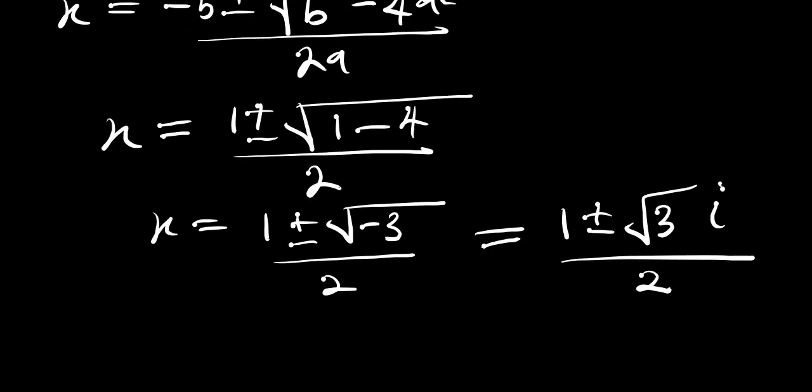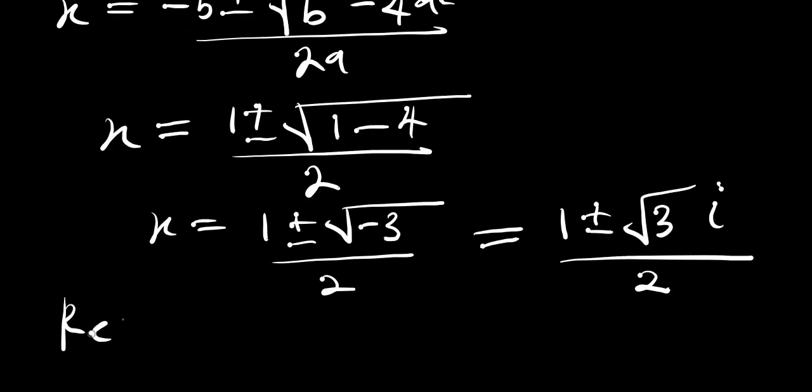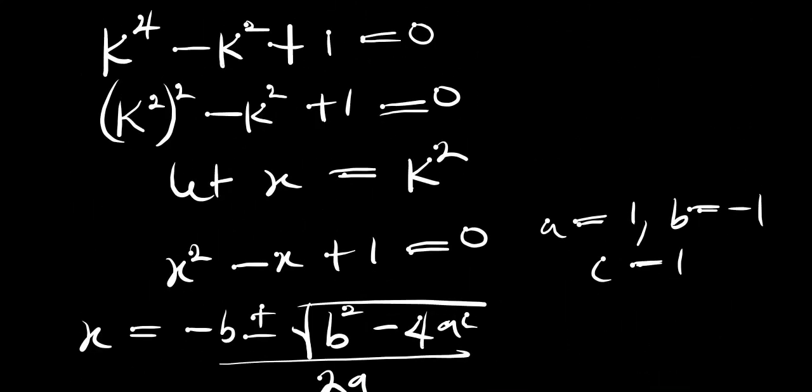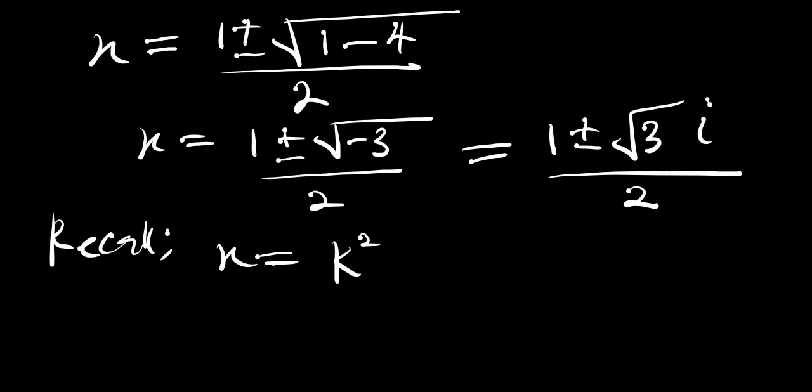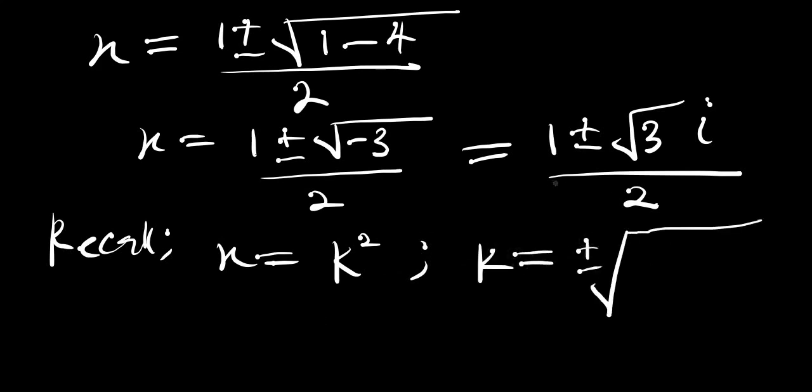Now recall our x. Let me write here, recall x equals k power 2. Let me take us back there. Remember, here it is. So that means, if x equals k power 2, we are going to have k equals plus or minus the square root of x, that is 1 plus or minus root of 3 times i, divided by 2.